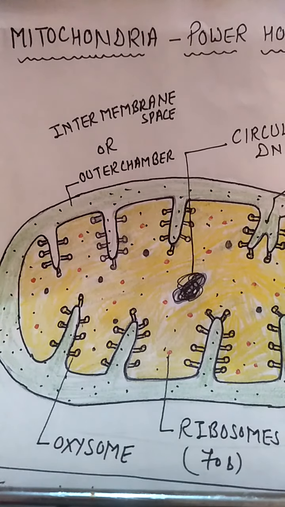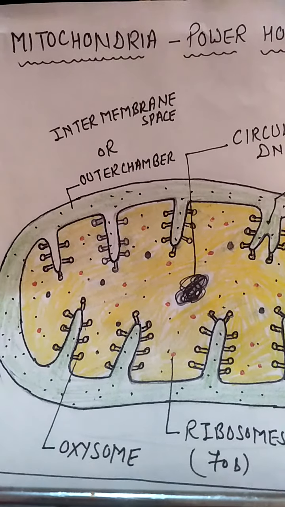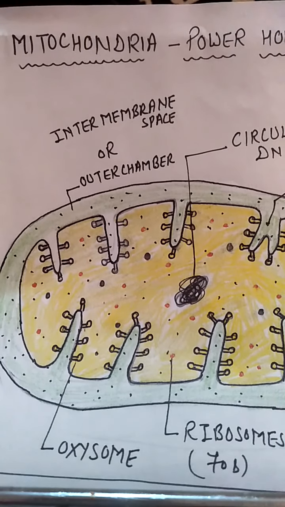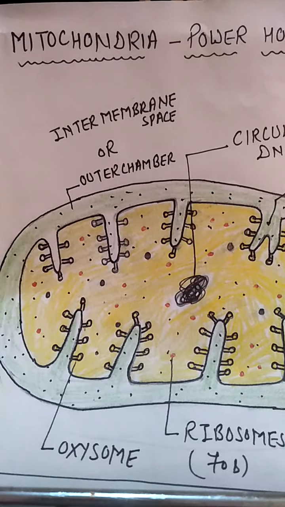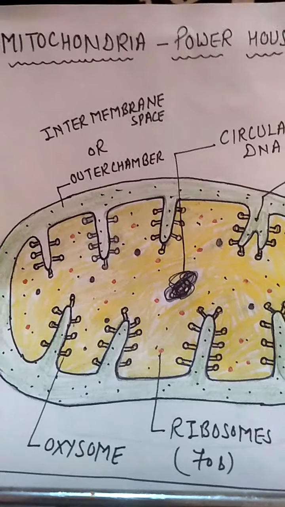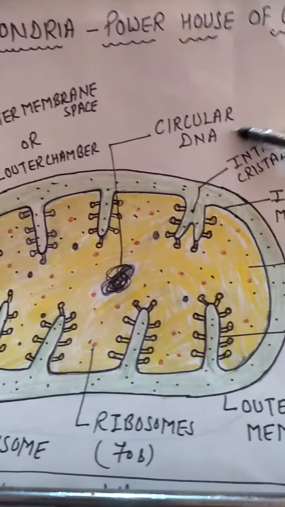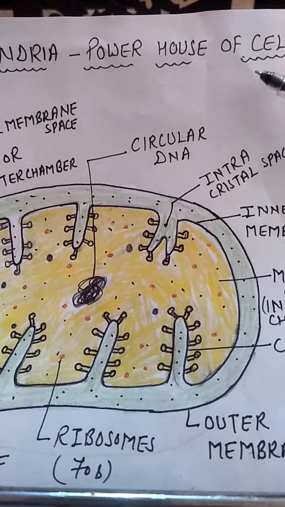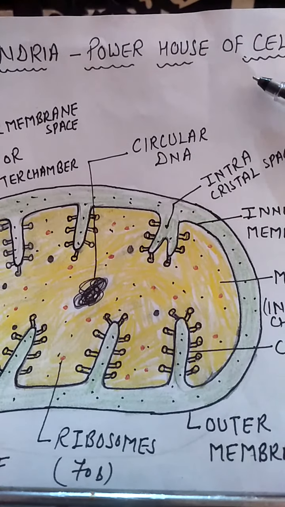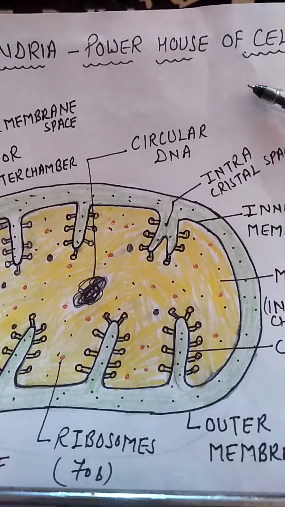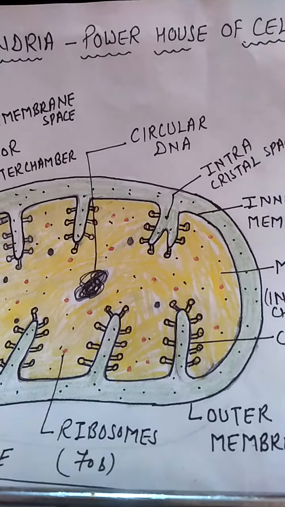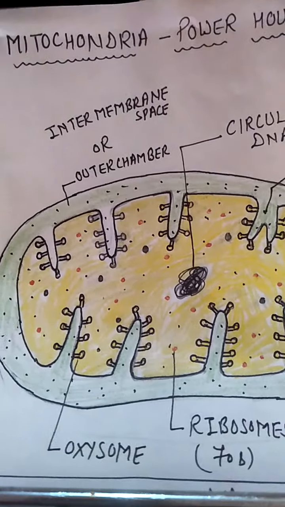Students, in the last lecture I described lysosomes, and in this lecture I will describe mitochondria. Mitochondria is an organelle also known as the powerhouse of the cell, because it produces ATP by the process of respiration, and in this way it provides energy to every part of the body. So it is also known as the powerhouse of the cell.